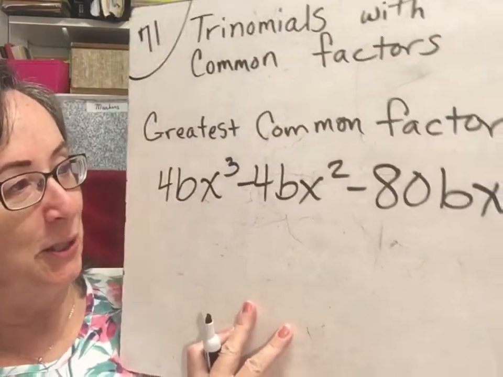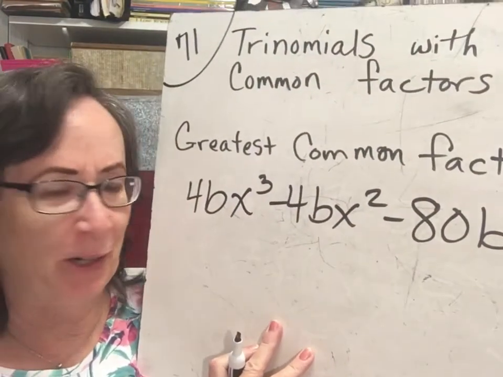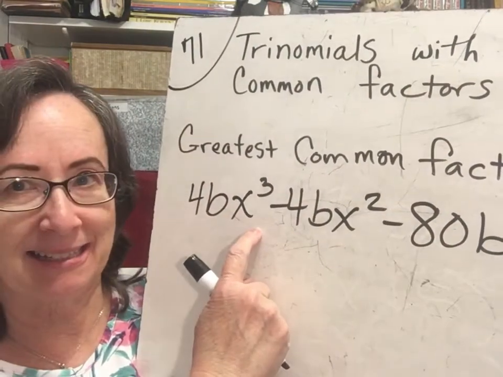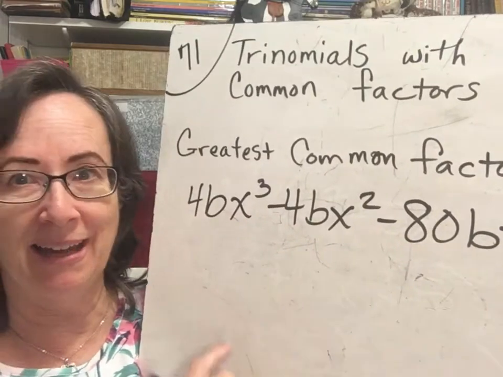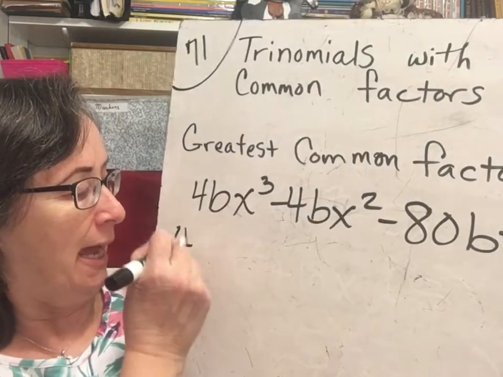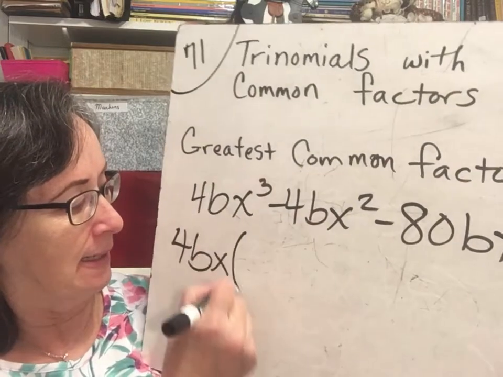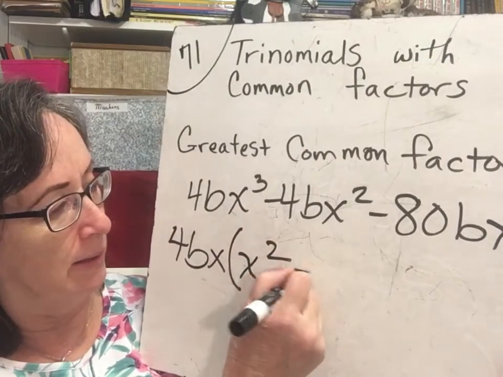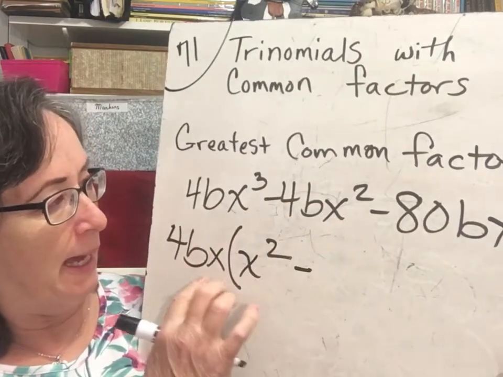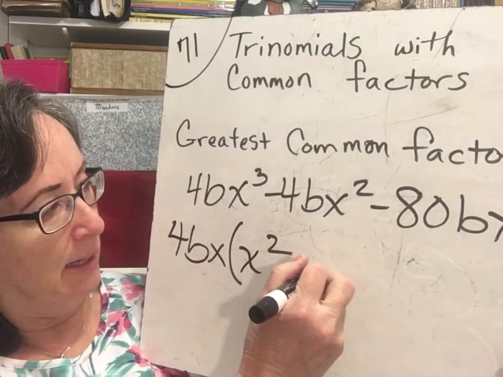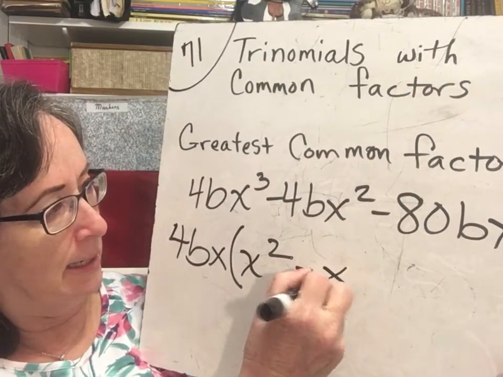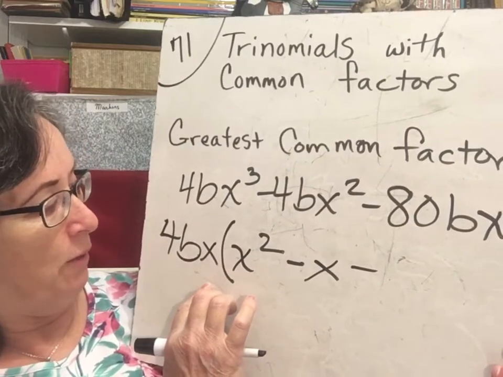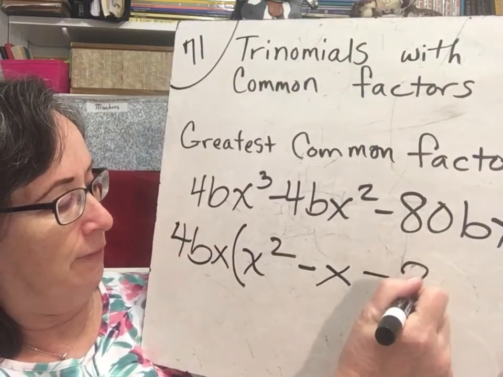For example 2, we have to look a little bit harder. We have a 4b and an x that we can pull out of each one of these terms. So we're going to pull out a 4bx. This divided by 4bx leaves me just an x squared. This divided by a 4bx leaves me with a negative x. This one divided by a 4bx leaves me with a negative 20.